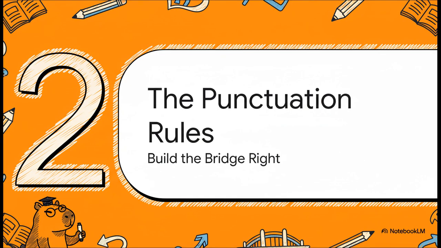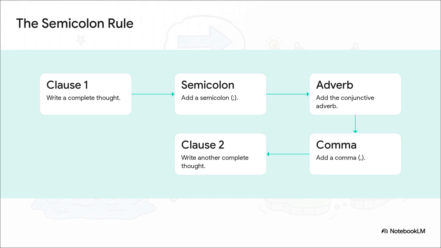Okay, so we've got our bridge building materials. But just like any good construction project, you've got to follow the rules to build the bridge correctly. We're talking about punctuation. Now, I know, this is where a lot of people get tripped up, but I promise you, it's actually super straightforward. Here it is, the number one rule, the big one. When you're connecting two complete thoughts, you put a semicolon before the conjunctive adverb and a comma after it. That's the magic formula. Complete thought, semicolon, connecting word, comma, another complete thought. You do that, and you'll get a perfect, sturdy, sophisticated sentence every single time.